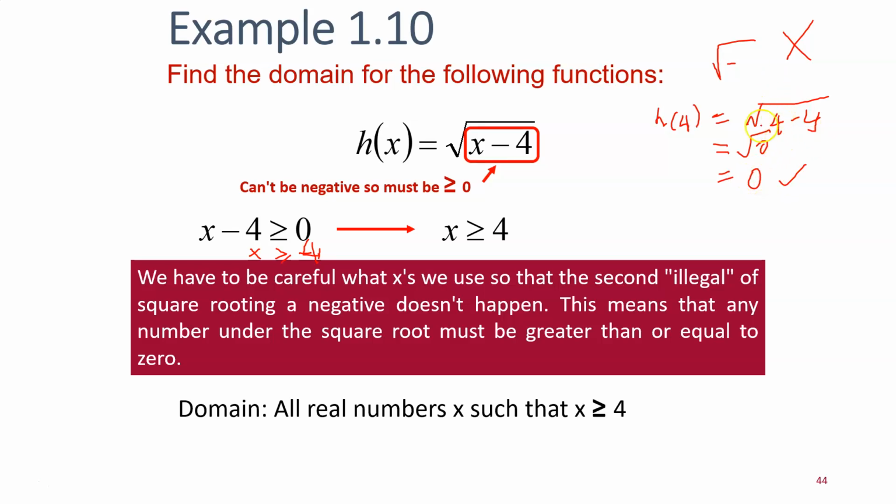But when you choose one less than 4, for example x equal to 3, h of 3, you will get 3 minus 4. What do you get? You get negative 1. So this one cannot. This is wrong. It must have a positive value, or at least 0.